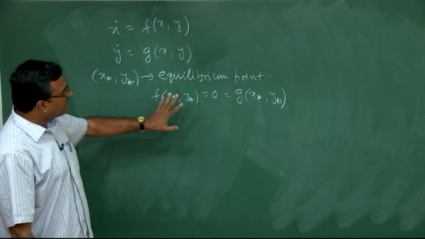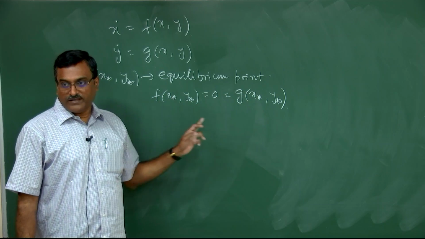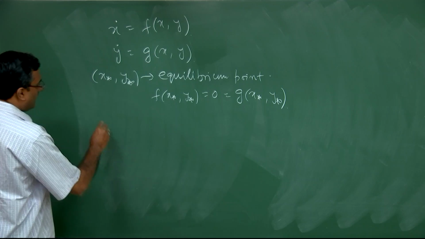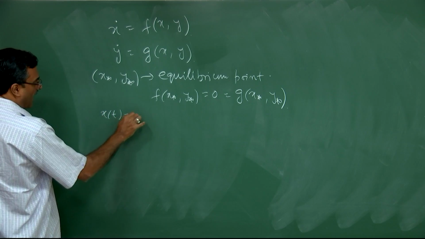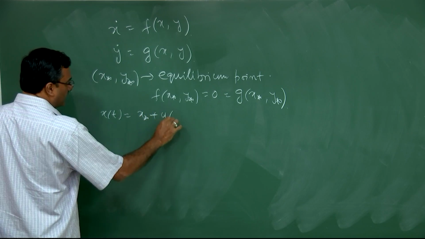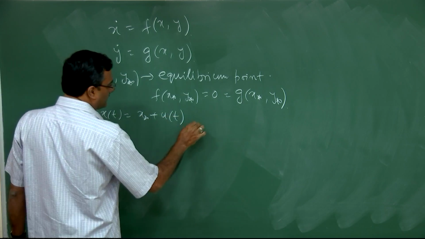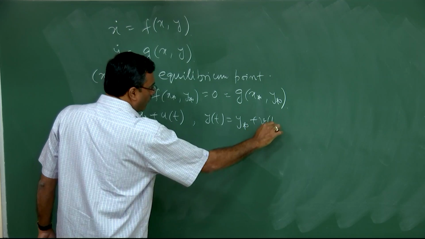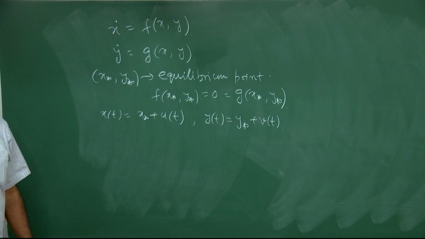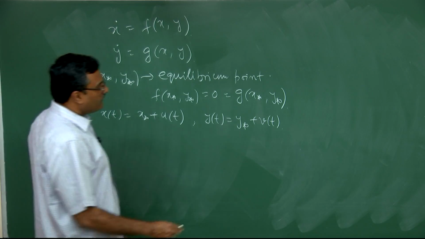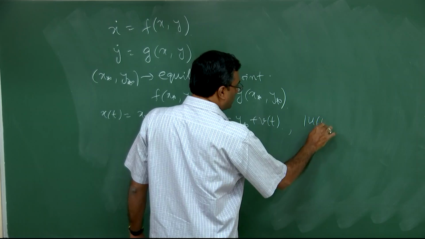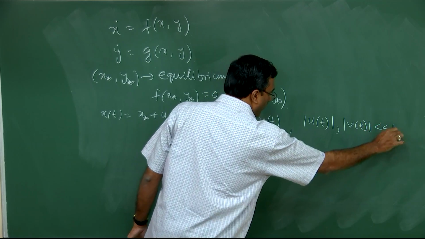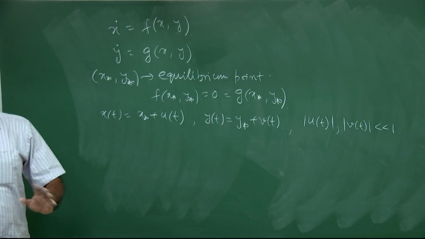Now we are interested to understand whether this equilibrium point is stable or not. So what we need to do is give some perturbation around this equilibrium defined by x(t) equal to x star plus u(t), y(t) equal to y star plus v(t). As earlier, we can assume that both u and v are much less than 1, such that second and higher order terms can be neglected.